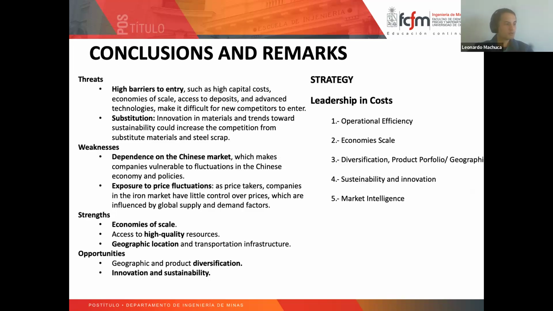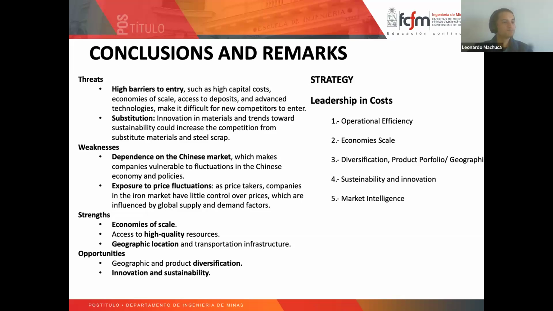The exposure to price fluctuations as price takers, companies in the iron market have little control over prices, which are influenced by global supply and demand factors. The extreme economies of scale, access to high quality, and the most important for the company that we analyzed is the geographic location and transportation infrastructure. Opportunities: geographic and product diversification, innovation, and sustainability.